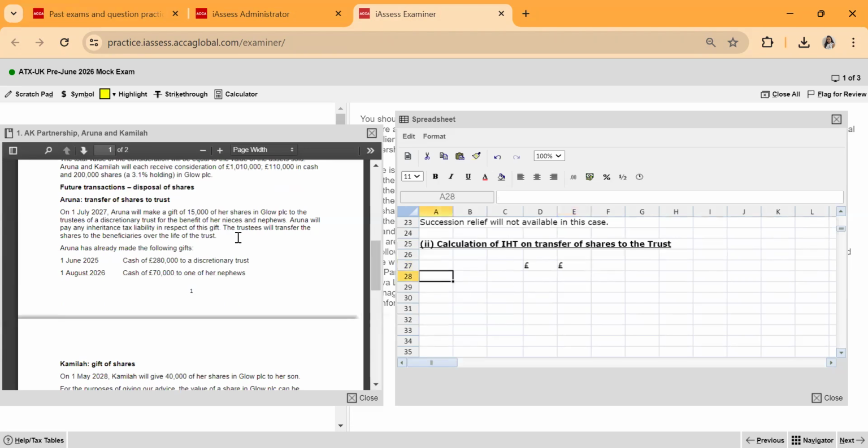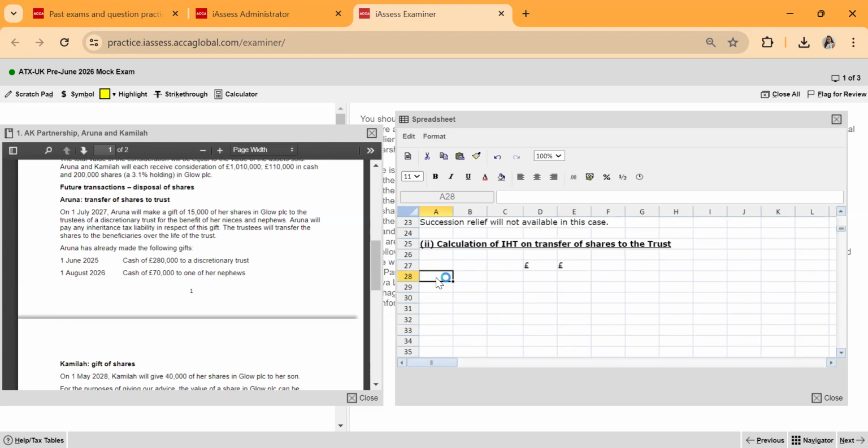Now, on 1st July 27, Aruna will make a gift of 15,000 of her shares in Glow Company to a discretionary trust for the benefit of her niece and nephews. You know what a discretionary trust is, correct? Now, Aruna will pay the inheritance tax liability. That is, the donor is bearing the liability. So we will pay tax at 25%, correct? In respect of the gifts, the trustees will transfer the shares to the beneficiary over the life of the asset.